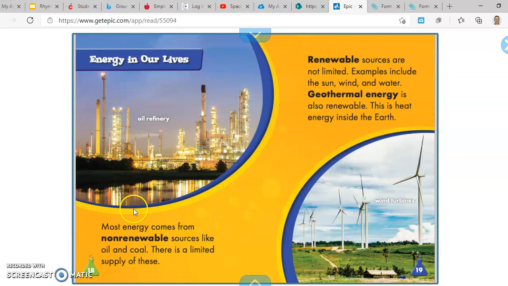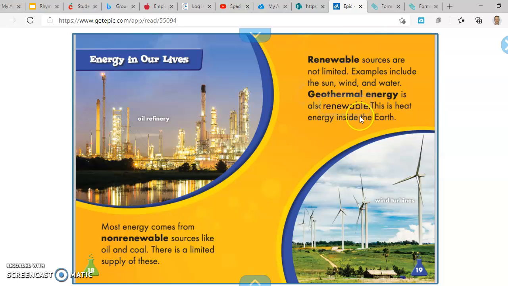Energy in our lives. Most energy comes from non-renewable sources like oil and coal. There is a limited supply of these. Non-renewable means use at one time. Renewable sources are not limited. Examples include the sun, wind, and water. It's very smart. So these wind turbines are using renewable energy, which is wind. And there's always wind. Wind gets produced all the time.